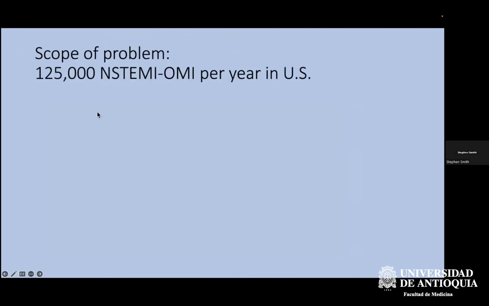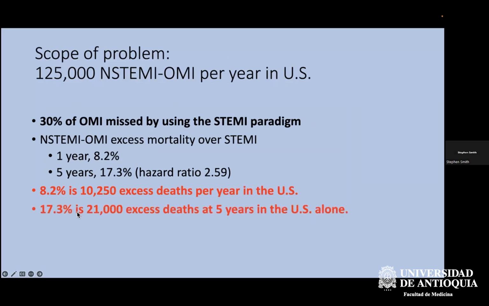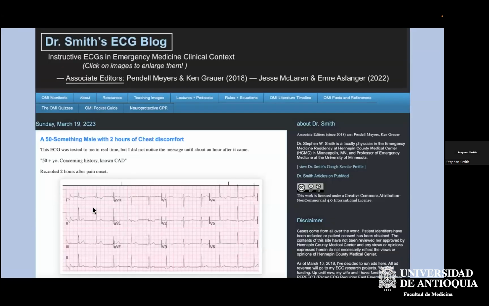What's the scope of the problem? There are 125,000 NSTEMI OMI per year in the US. About 30% of all OMI are missed using the STEMI paradigm. The NSTEMI OMI excess mortality over STEMI at 1 year is about 8.2%. At 5 years, about 17.3%. Hazard ratio 2.59. 8.2% is 10,000 excess deaths per year in the US. 17.3% is 21,000 excess deaths at 5 years in the US alone. And lots of heart failure suffering.